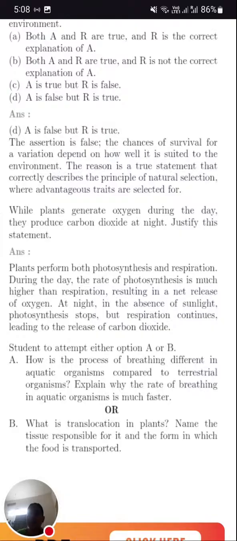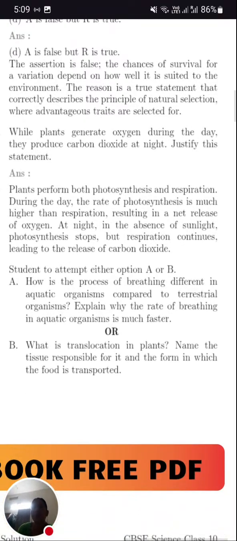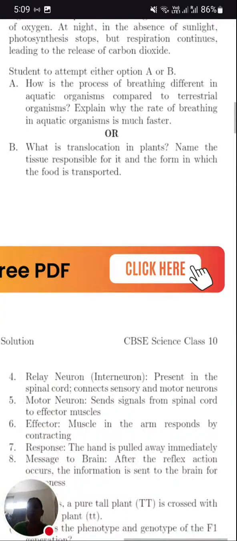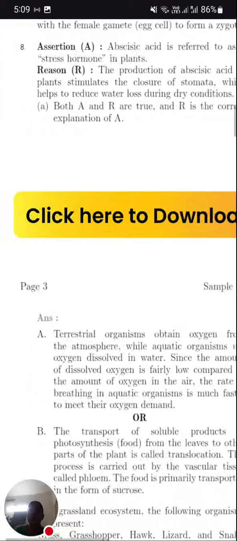Go through that. And the next question is, what is translocation in plants? Translocation and transportation, sometimes they ask the difference also. Translocation is the movement of food. Then name the tissue responsible for it. Phloem is responsible for translocation, and for transportation, xylem is responsible. And in what form is food transported? So let's go through the answer now.